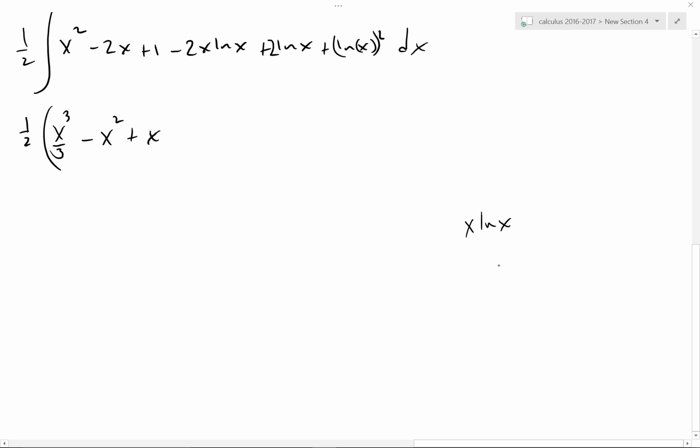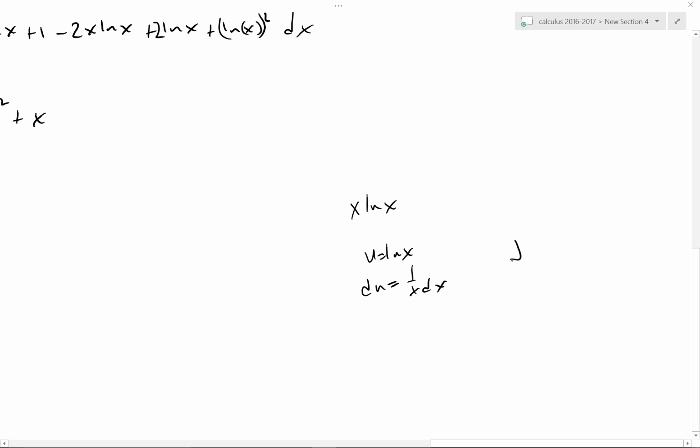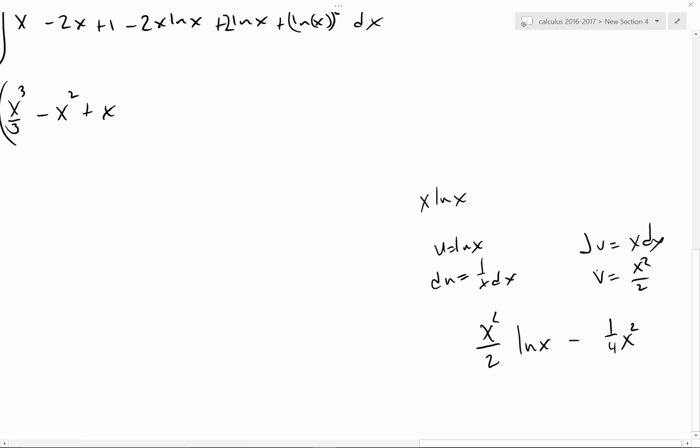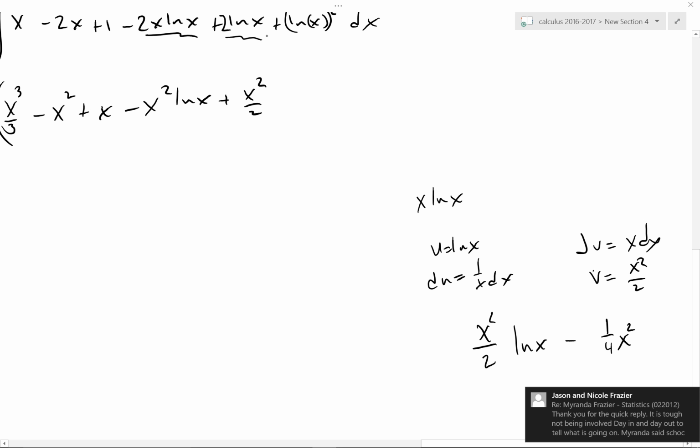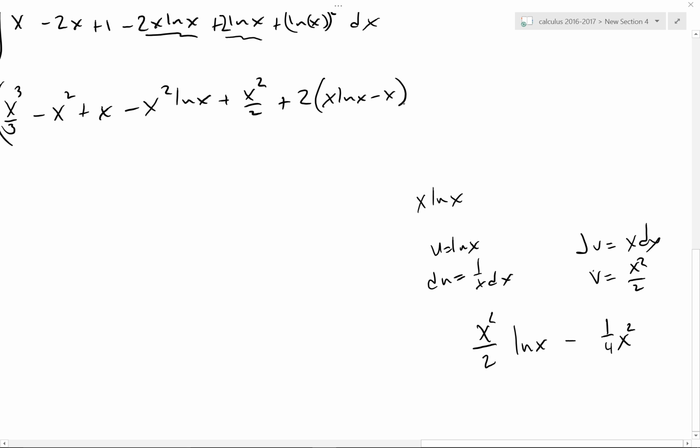If you have x ln of x, then u is ln of x, du is equal to 1 over x dx. Then dv is equal to x dx, and v is equal to x squared over 2. Oh, we just did this one a minute ago, didn't we? Wasn't it x squared over 2 ln x minus 1/4 x squared? And so it's times by negative 2, so it's going to be negative x squared ln x plus x squared over 2. Okay, so that's that part. 2 ln x is going to be plus 2, and it's going to be x ln x minus x. I know that one. So then all I have left to do is that last one, that ln of x squared.